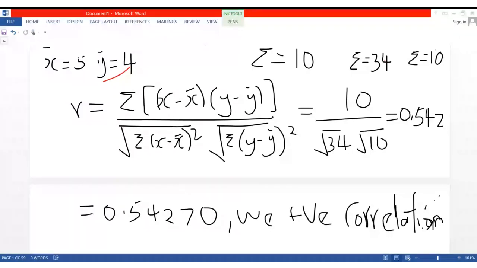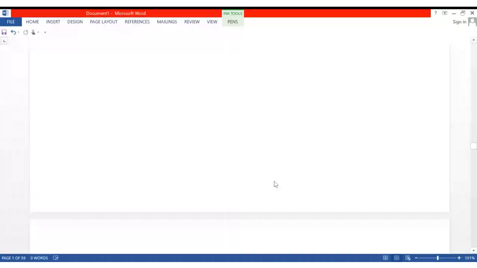Correlation coefficients. So the Spearman's now. Spearman's correlation coefficient.